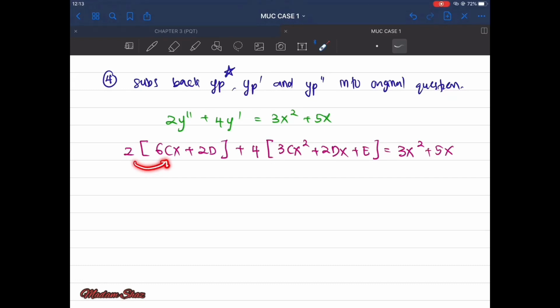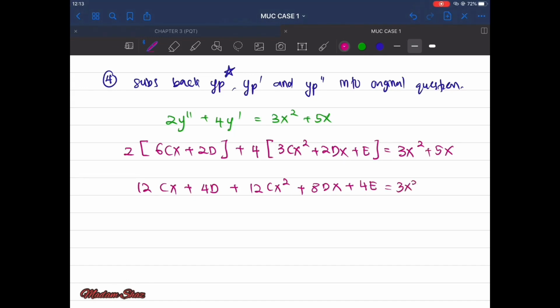So 2 multiply inside will become 12CX plus 2 multiply with 2D will become 4D, plus 4 multiply 3CX square, 12CX square, plus 4 multiply 2D, 8DX, plus 4E, equal to 3x square plus 5x. Okay, now compare the coefficients.